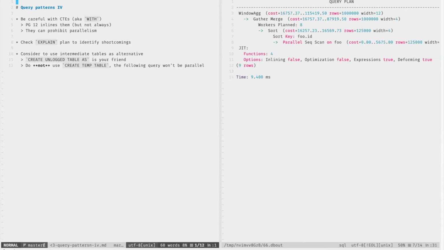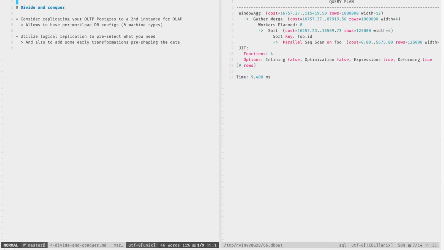So really use create unlogged table. And don't forget to drop it. Actually, a good tip for that is wrap it in a function, right? So wrap it in a function, and the function automatically does this, then does the dropping at the end for you.